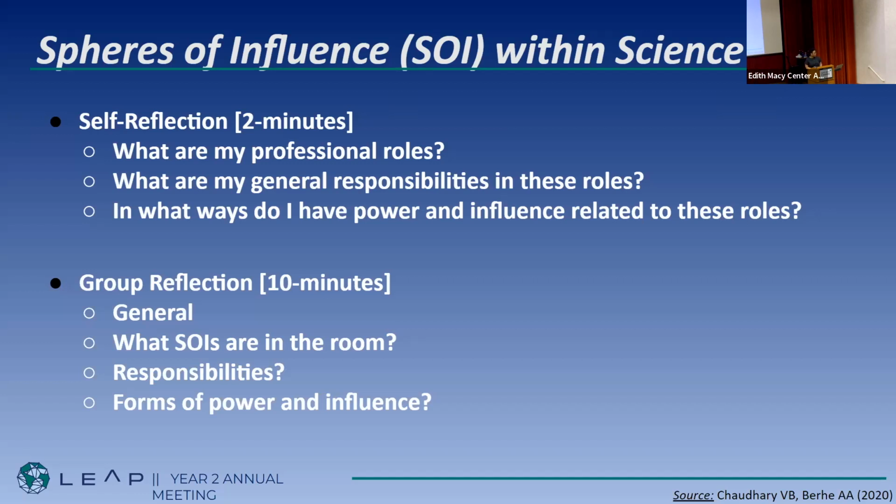To get started, we want you to take 2 minutes just to yourself. You can write it, you can use your device, and your computer, laptop, or iPad will be useful for this next phase if you have it with you. Take just 2 minutes to reflect on your spheres of influence. Think very concretely about the multiple professional roles that you hold. What are your general responsibilities in those roles? And in what ways do you have power and influence related to those roles? This will be helpful in identifying goals and concrete actions, because you'll link it back to your reflections. So we'll give you 2 minutes to do that.